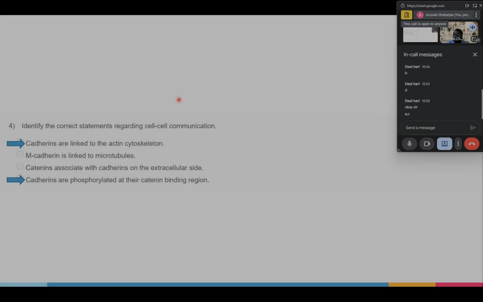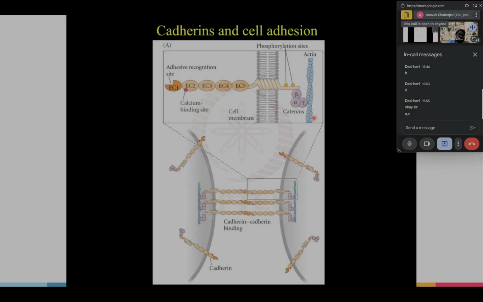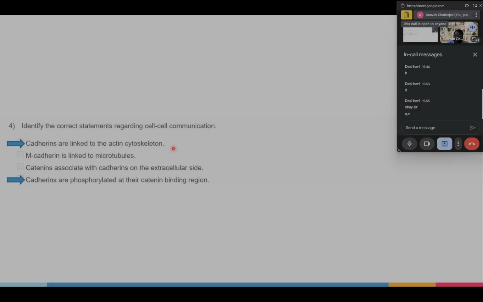So let us look at it. The answer is cadherins are linked to the actin cytoskeleton, and cadherins are phosphorylated at their catenin binding site. Option C is not correct because it says that catenins associate with cadherins on the extracellular side, but they actually do it on the intracellular side. They are the mediator between the cadherins and the actin cytoskeleton. They are on the intracellular part. The extracellular part actually only associates with other cadherins on the outside. So option C is not a correct option. It's A and D. Is it fine?